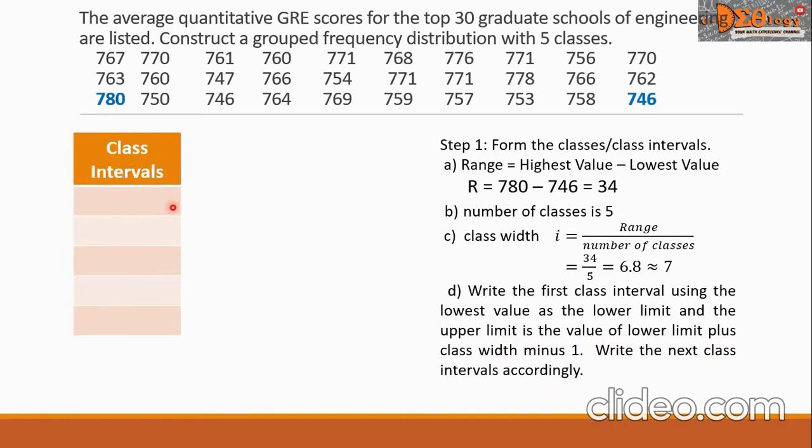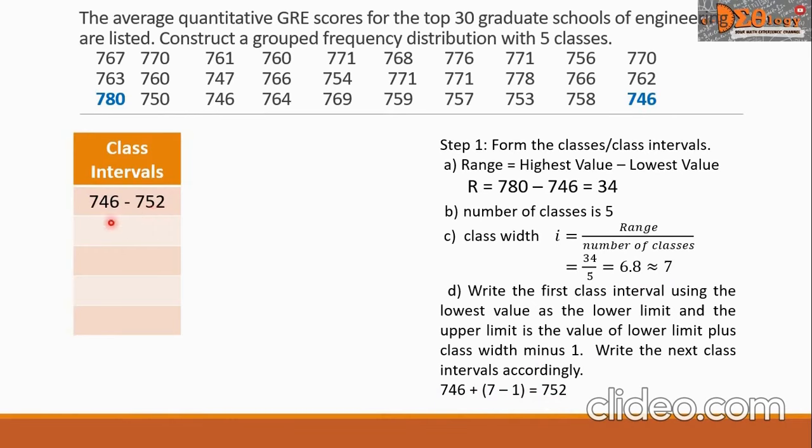For our first class interval, we will write the lower limit. In this example, we will use the lowest value, the 746. That is our lower limit of the first class interval. And then, for the upper limit, the lower limit itself plus the class width, which is 7. But we must subtract 1. And when we simplify this, this is equal to 752. And we will put this value in here.